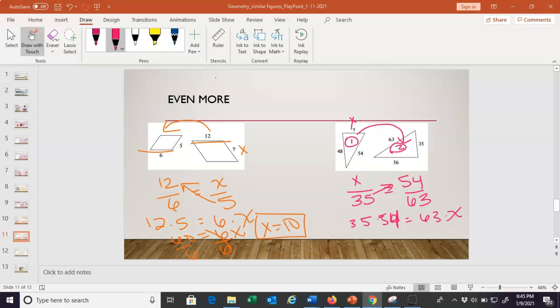I'm going to grab my Desmos calculator. These numbers are strange. That's okay. And then we'll divide both sides by 63. And you get 30. It comes out pretty. X equals 30. I'll put it up here.